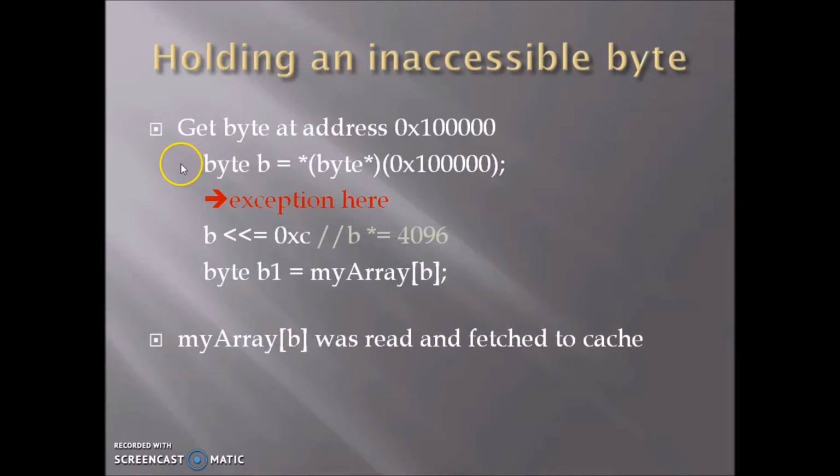However, since we are running code in an out of order way, these two instructions that come afterwards may be executed before the exception kills our program. And this is an important thing to remember. So if we write the value that is written in address 100,000 into the byte b, we may not see it in our application, but it will be written somewhere in the processor, and we can do operations on this value before the exception is actually raised.